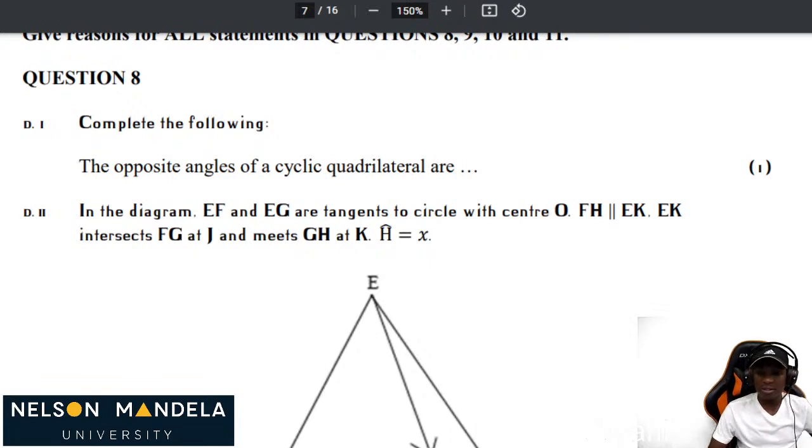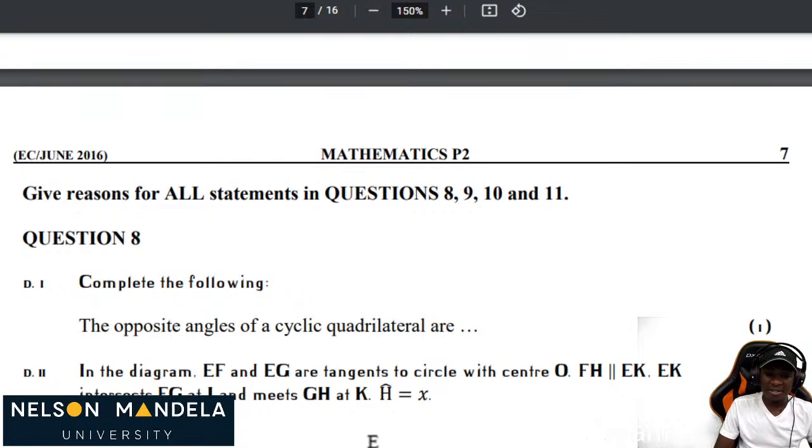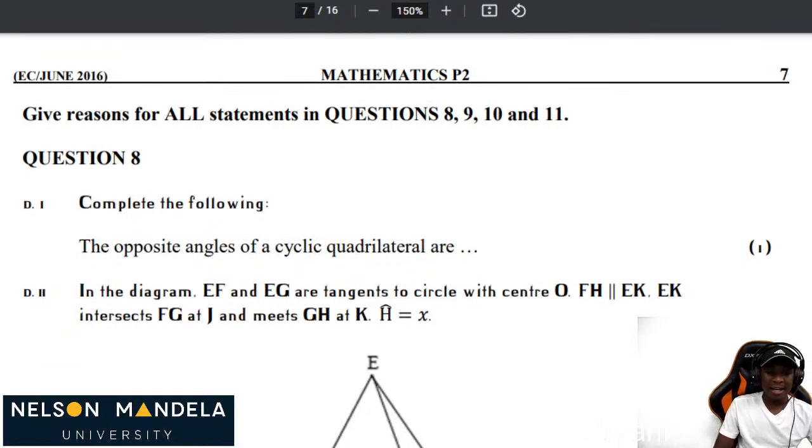Let's check it out together. Now let's look at question number 8. Complete the following. In Euclidean geometry, whatever you write, make sure that you give a reason. Why are you saying that this angle is equivalent to this angle? This side is equal to this side? You must always state the reason, because nothing just happens. There's always a reason for everything. Now let's look at question number 8.1.